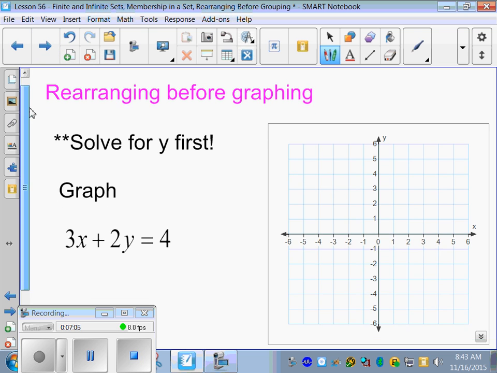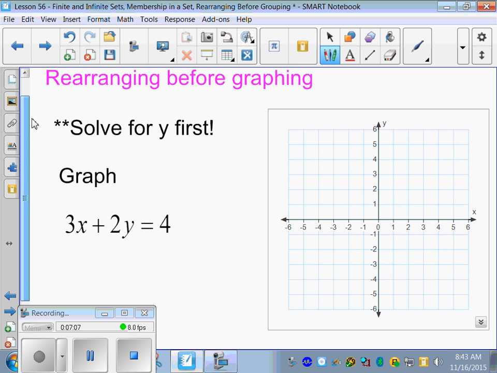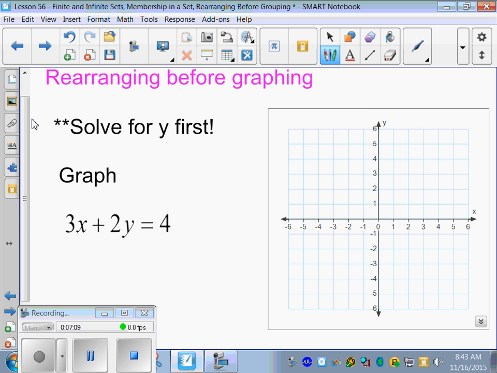All right. Rearranging before graphing. This stuff is pretty important, you guys. You've been doing both things separately, but now we're just going to put them together.